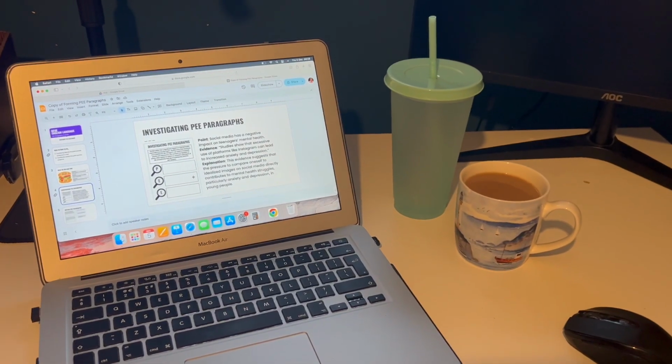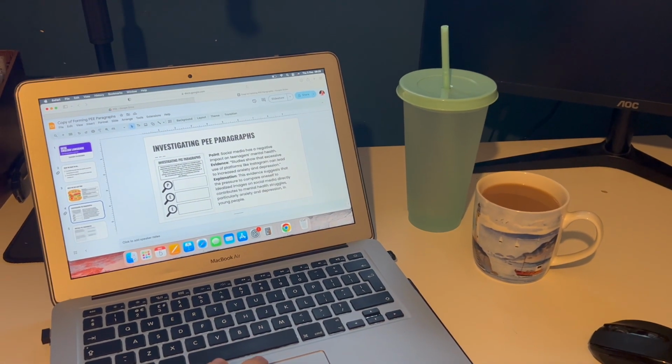So this is currently my setup. I've got my laptop here, just going over my lesson slides.